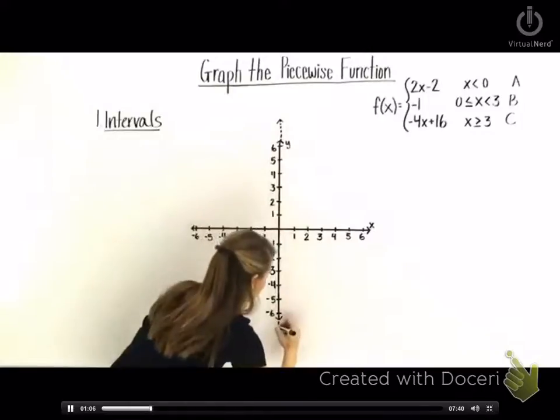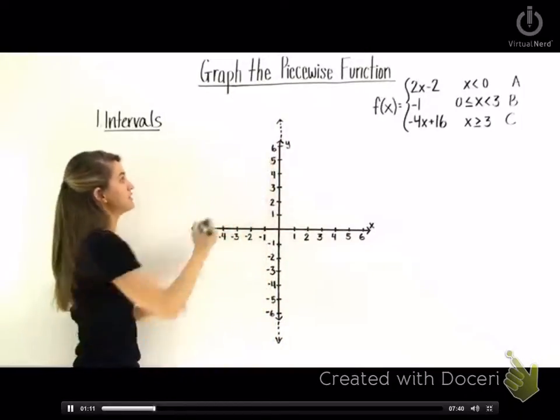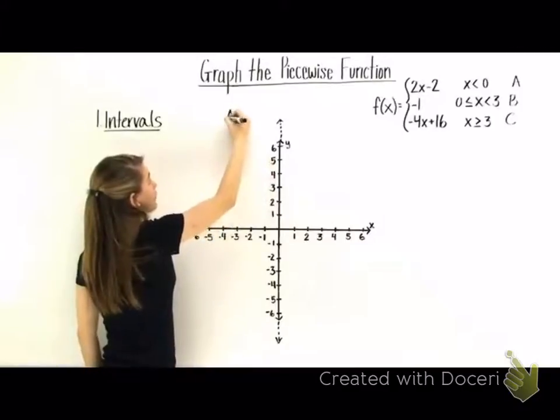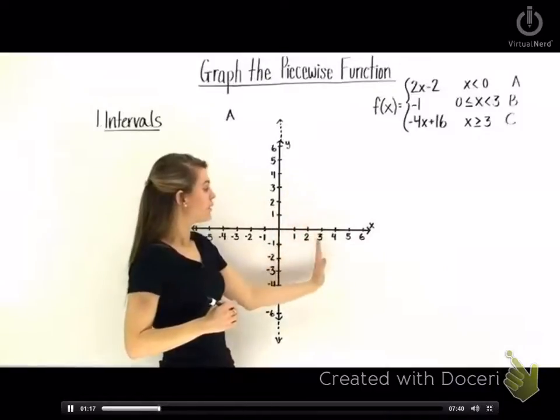Less than 0. So, here's a line at x equal to 0. We want any value less than 0. This is interval A. Interval B is x greater than or equal to 0, but less than 3.